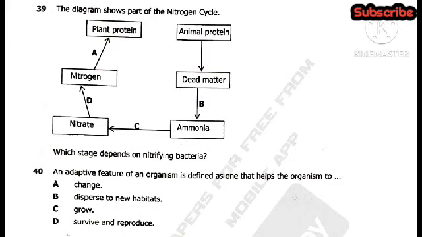Now the question: which stage depends on nitrifying bacteria? The stage that depends on nitrifying bacteria is called nitrification. So what is nitrification? Nitrification is the changing of ammonia to nitrate. So the answer is C, because ammonia is changing to nitrate. That's where nitrification is needed, between ammonia and nitrate. C is nitrification, and nitrification needs nitrifying bacteria.